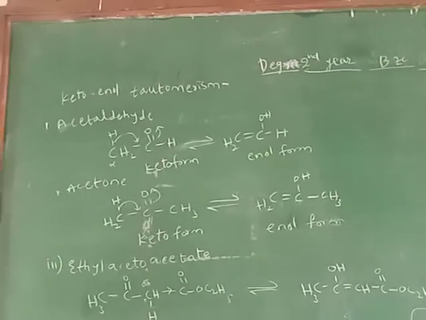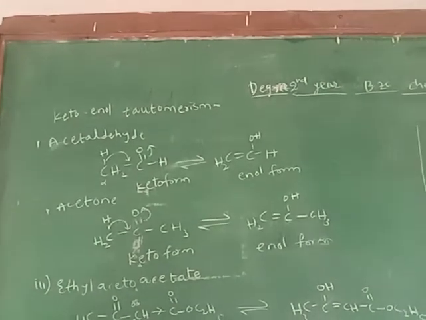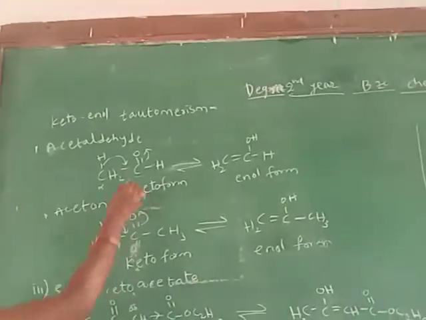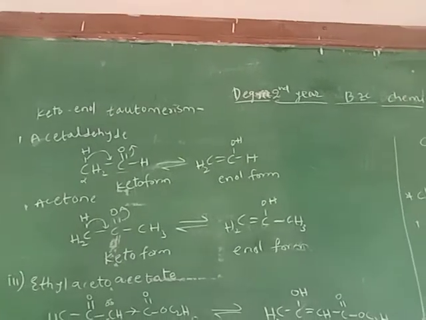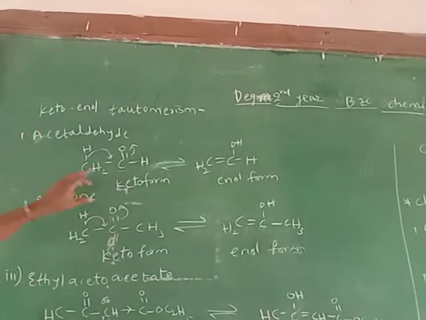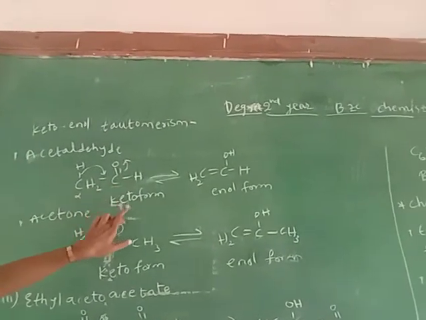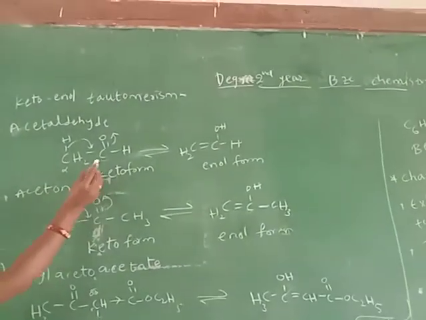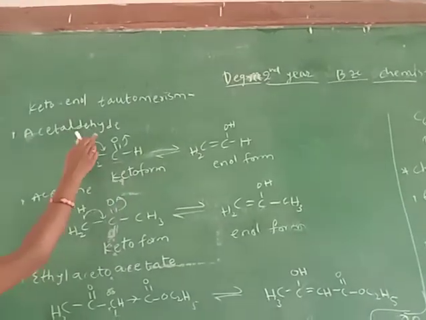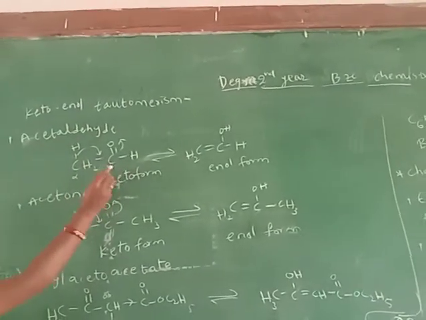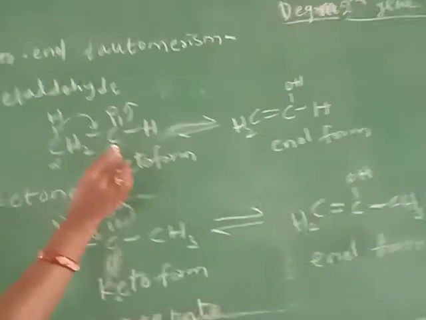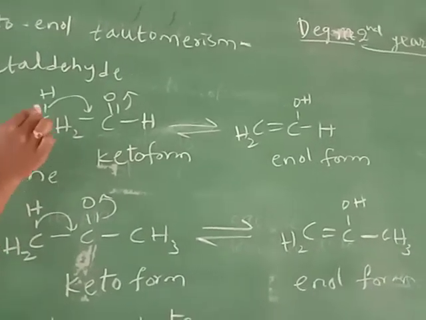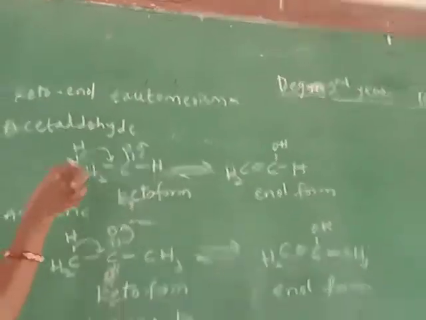Acetaldehyde involves keto-enol tautomerism. Keto means the carbonyl group. Keto does not mean ketone; here the carbonyl group is regarded as the keto form. So here this is the carbonyl compound, the functional group. The carbon adjacent to the functional group is known as the alpha carbon, and the hydrogens on the alpha carbon are known as alpha hydrogens.